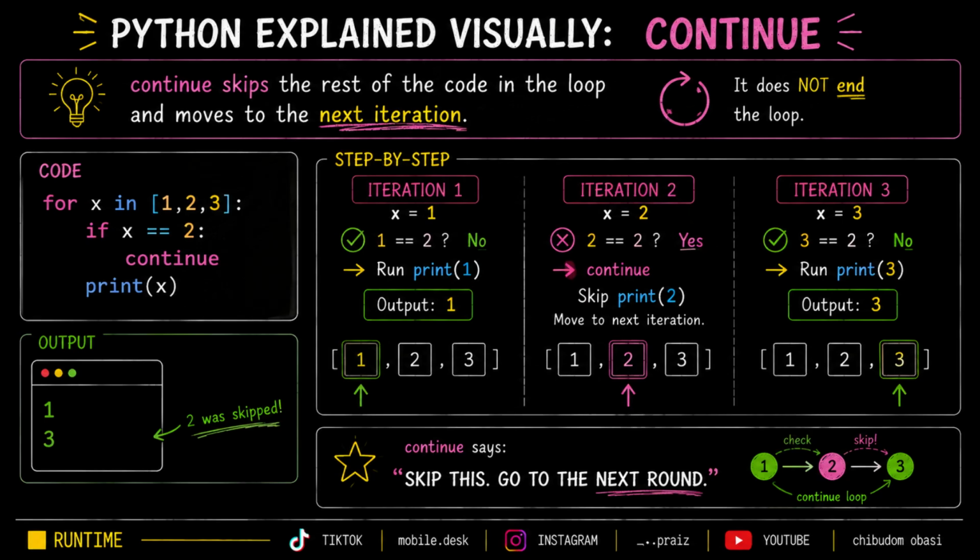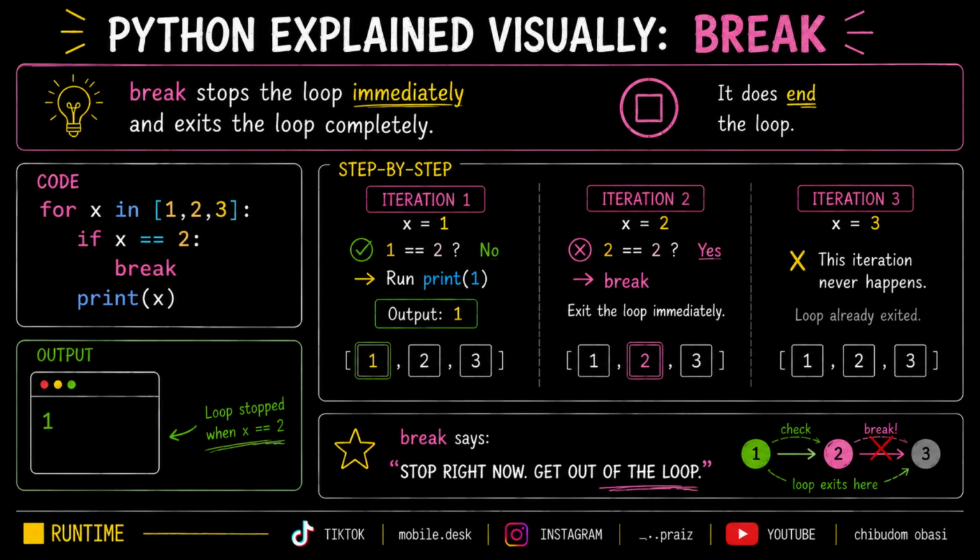And then 3 is run. x is not equal to 2, so it's going to continue and print 3. So our output is going to be 1 and 3. It seems pretty straightforward. The second one, which is usually accompanied with the continue statement, is the break statement.